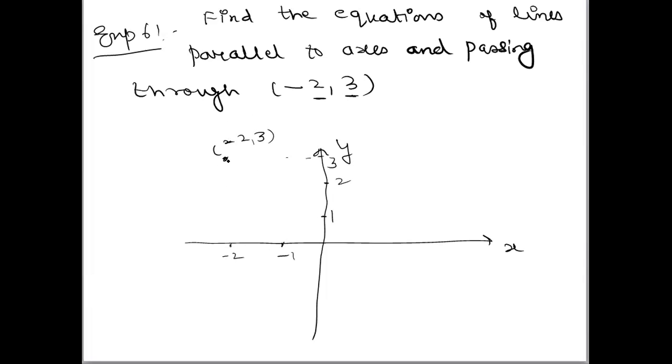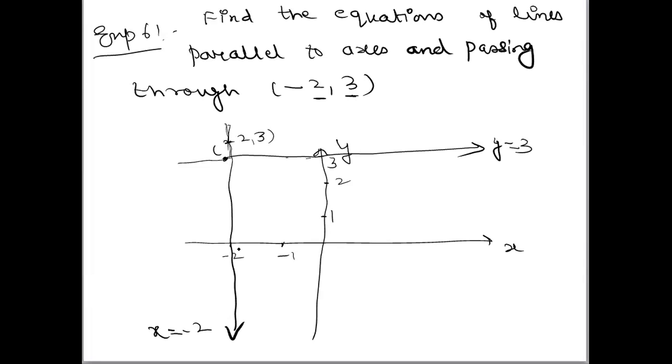Now we need a line parallel to axis, so we will draw a line y is equal to 3. y is equal to 3 passes through this point, and this line is parallel to the x-axis. Then we will draw a line x is equal to -2. This x is equal to -2 is parallel to the y-axis, and this line also passes through the point -2, 3, right? So this is the solution for this question.